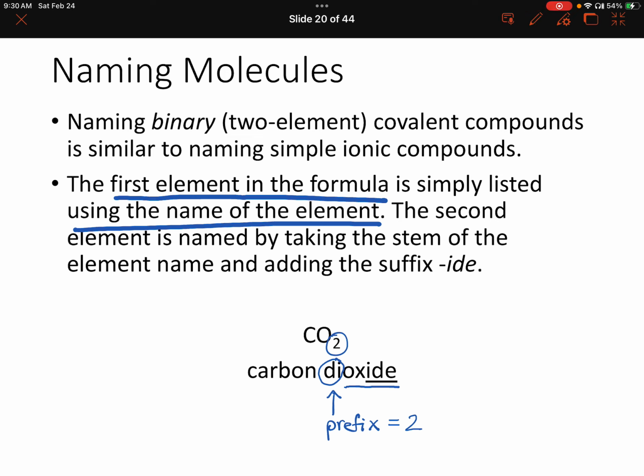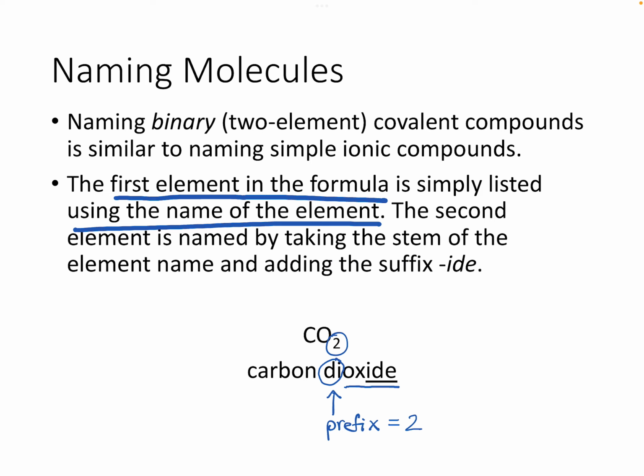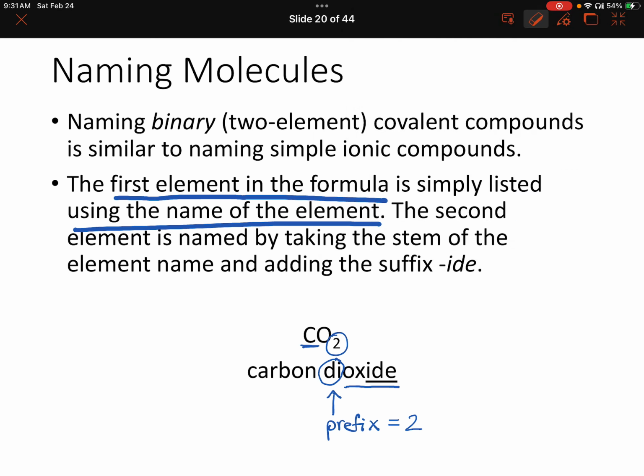So let's look at a table of prefixes that we can use to indicate how many of each element we have in the molecule. So again, a system of numerical prefixes is used to specify the number of atoms in the molecule. The one exception is, let's say you have only one of the first element. We don't use a prefix with that first element. So let's say you had just one of the second element, then we use that prefix. So let's look at carbon dioxide. Even though we only had one carbon, we did not call this monocarbon dioxide. We just left the first element alone and called it carbon.